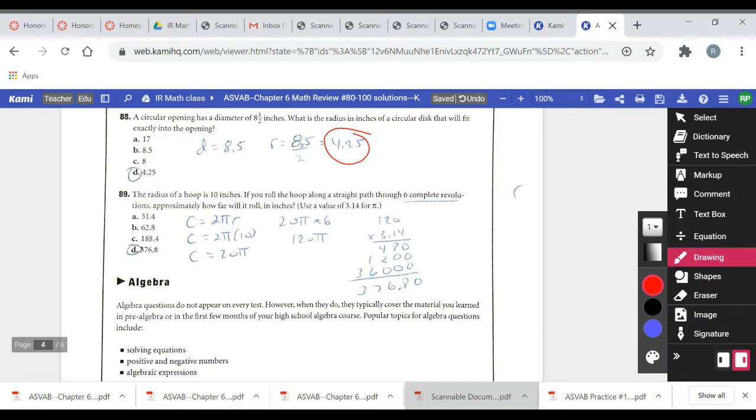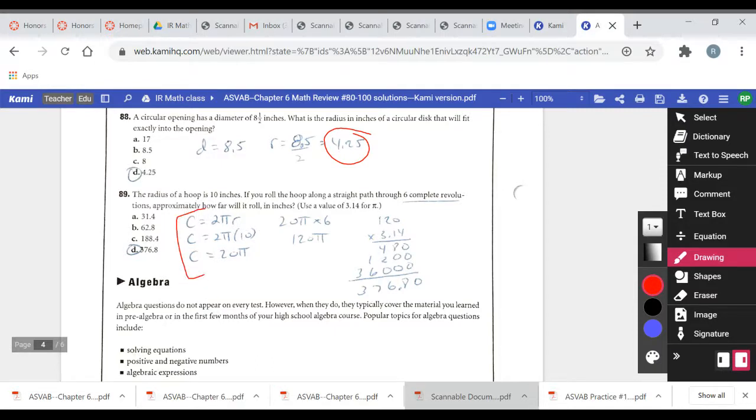On 89, it says the radius of a hoop is 10 inches. If you roll the hoop along a straight path through 6 revolutions, how far will it roll in inches? And I use 3.14 for pi. So that's actually asking, you think about the outside length of a hoop, that is talking about the circumference. It's like the perimeter of a circle, but the circumference formula is 2 pi r. So you can see I used that here.